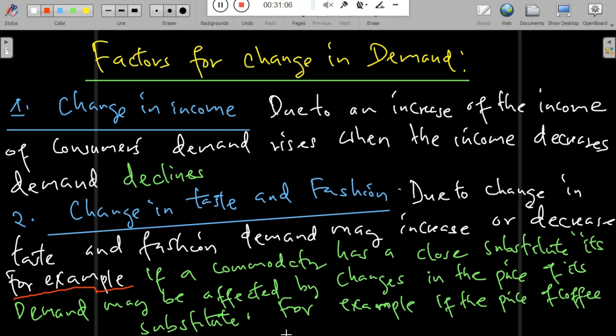Factors for change in demand. There are several factors that lead to a change in demand, meaning an increase or decrease of demand. The first is a change of income. When the income of consumers increases, demand rises, and when income decreases, demand declines.